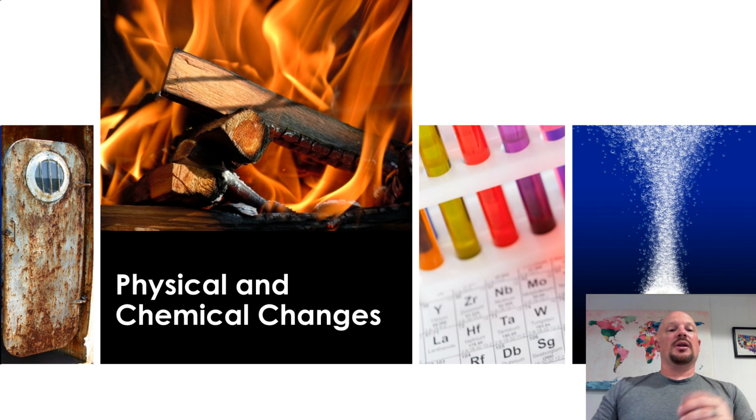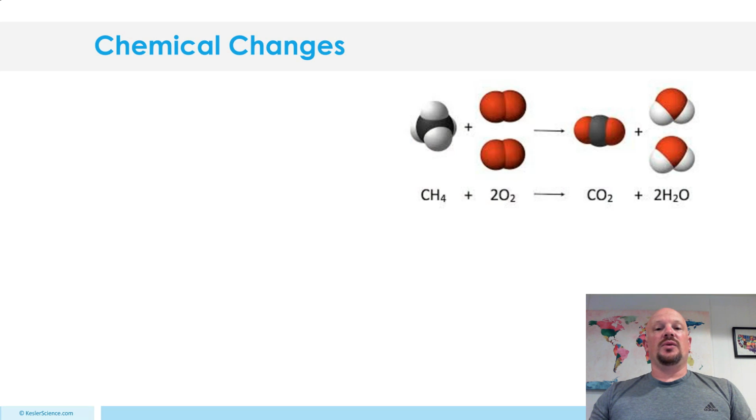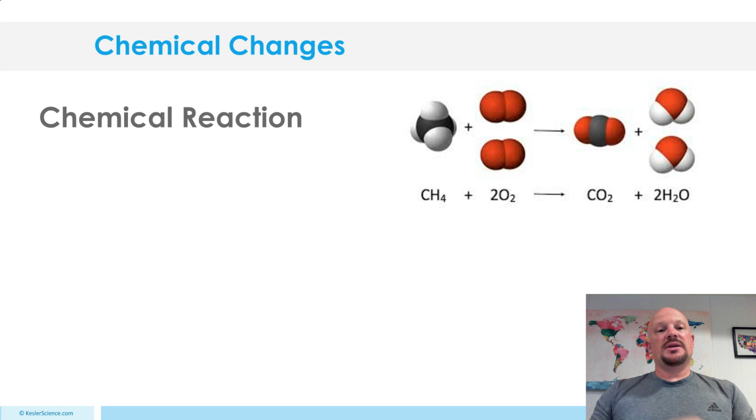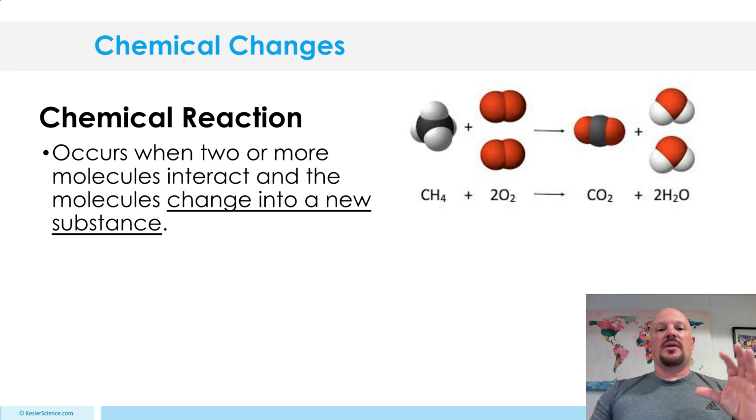Particularly those chemical changes that we're going to be interacting with and looking at over the next few weeks. You see that there's a chemical change happening here in this equation. This is what we call a chemical reaction. In a chemical reaction, you see those things on the left-hand side, the CH4 and the 2O2. Those interact and those molecules change into a new substance. They change into something different.